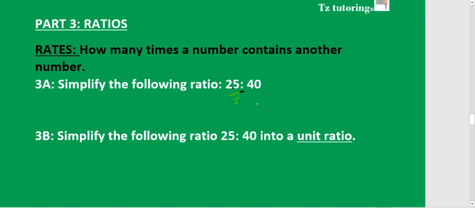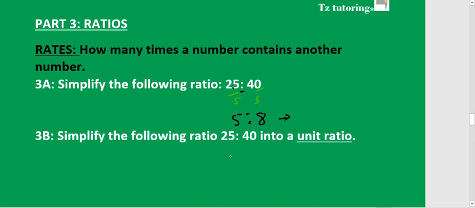5 goes into 25 how many times? 5, 10, 15, 20, 25. So 5 goes into 25 5 times. And of course, 5 goes into 40 8 times. So the simplest way to write that ratio is 5 is to 8, okay? Divide both sides by 5 because 5 is a factor that can go into both 25 and 40. So that is how we can write that ratio in its simplest form, okay?